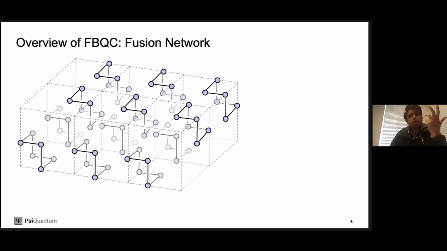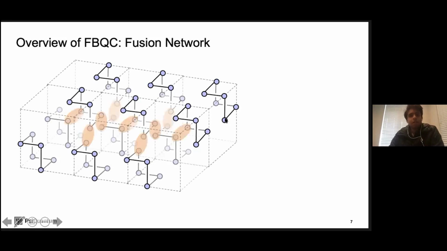So in order to perform our fault-tolerant computation, we arrange our resource states and fusions in a configuration which we call a fusion network. So we'll have some arrangement of resource states. This is one example of some arrangement of resource states for which the resource state is still the same 6-ring, and we repeat it many times in this sort of unit cell. And we have some arrangement of fusions in this example. So for example, the orange ovals here are the fusions. And this arrangement of resource states, along with this arrangement of fusions, is what defines a fusion network.